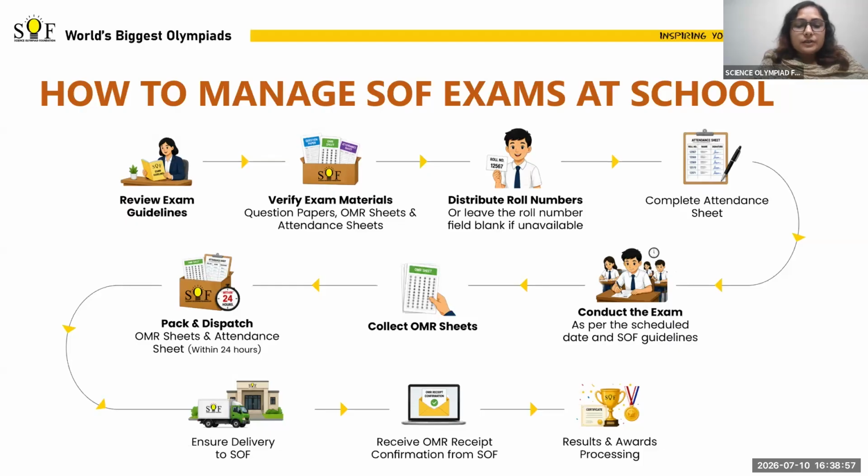Before the examination begins, distribute the roll numbers to all the registered students. If the roll number list has not been received, use the roll numbers mentioned in the attendance sheet. If those are also unavailable, ask students to leave the roll number column blank on the OMR sheet. Further, SOF will update that roll number. Then complete the attendance sheet accurately. Ensure all the participating students mark it correctly.